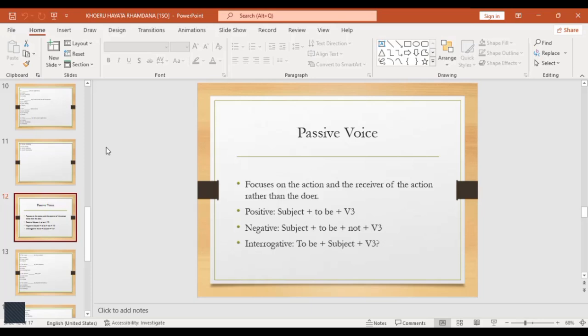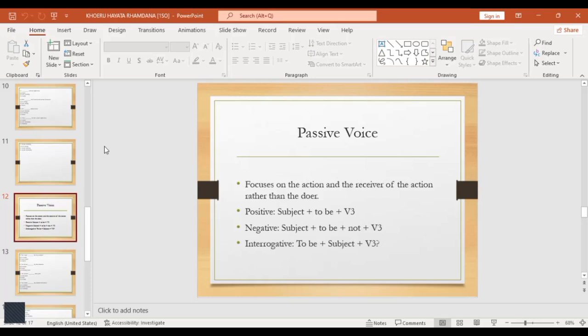For negative passive voice sentences, we simply add not after the form of to be. For example, the house was not cleaned yesterday. For passive voice questions, we begin with the form of to be. For example, was the book read by anyone? In this case, the verb read is in the past participle form.